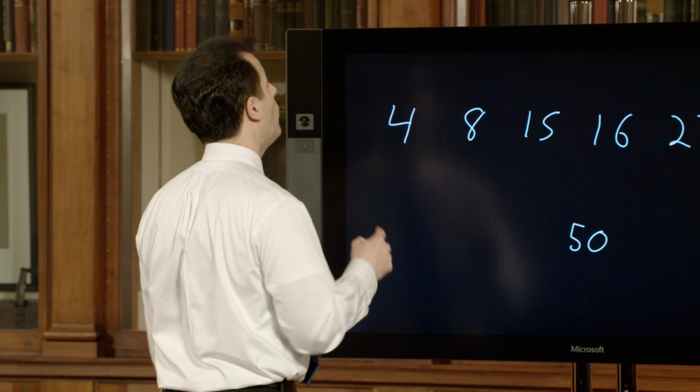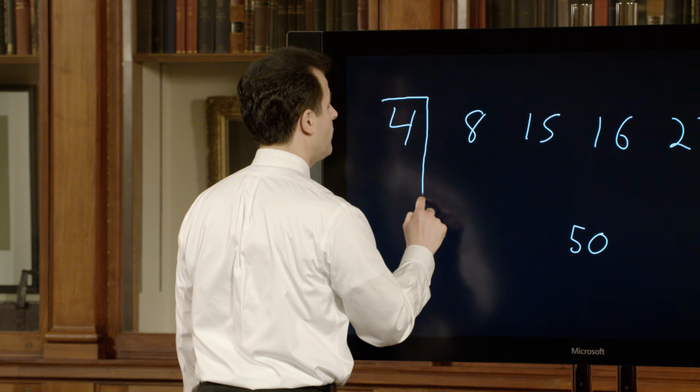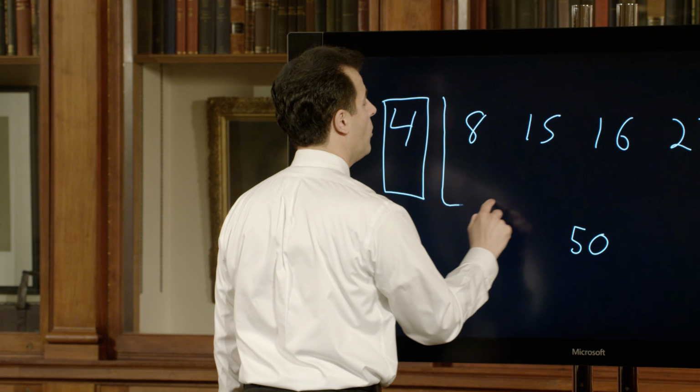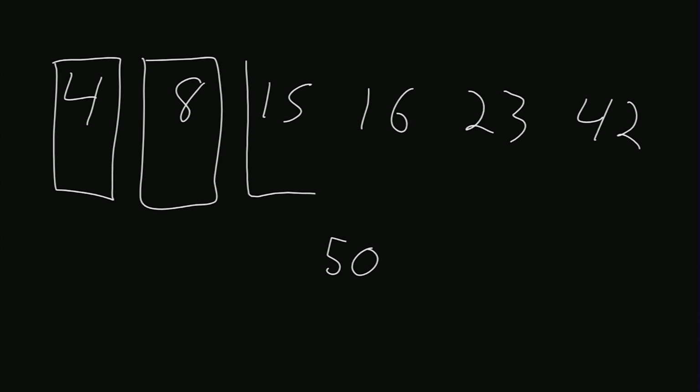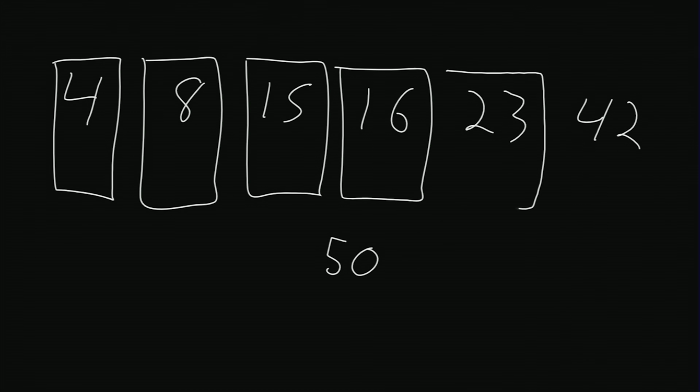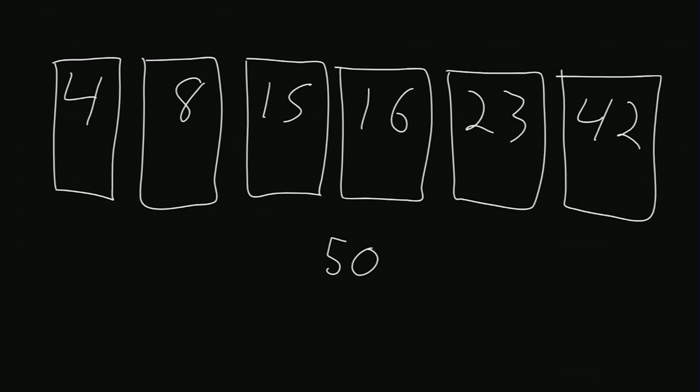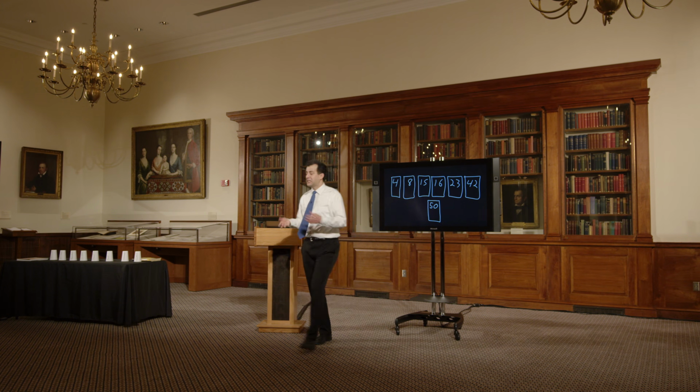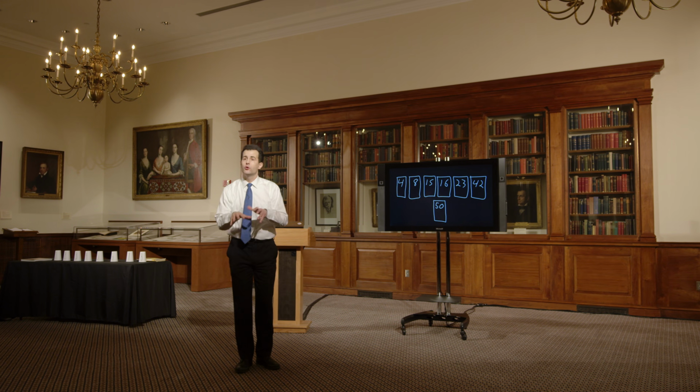And this box is going to store for us each of these values. Here I have 4, here I have 8 and 15, here I have 16 and 23, and finally 42. And then when it comes time to add 50 to the mix, it too will come in this box. Now, what is this box? It's just an artist's rendition of the underlying bytes.